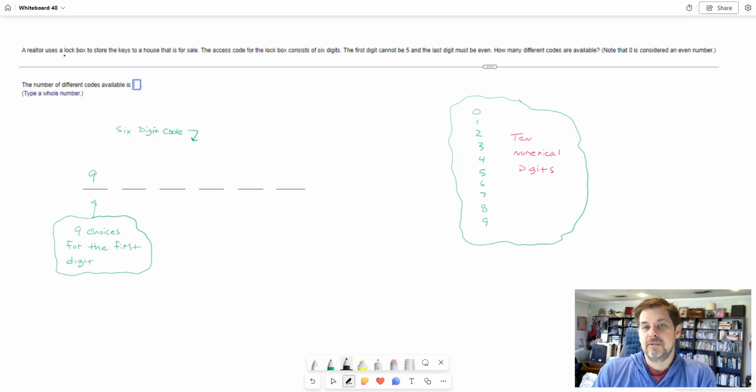It says a realtor uses a lockbox to store keys to a house that's for sale. So you punch in a code and it opens up and you get the key to the house and you go in.